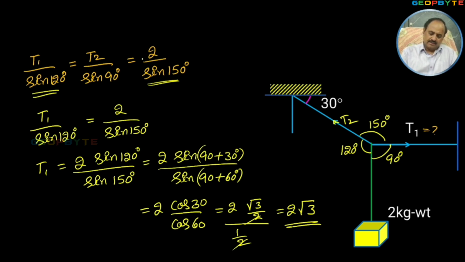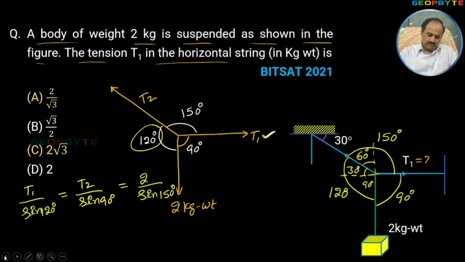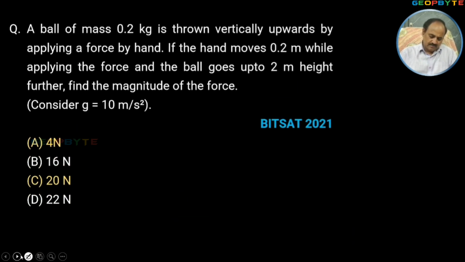Similarly, by equating the second one and third one, we can also decide the T2 if it is asked in the examination. Anyhow, T1 equals 2 root 3. Option C is absolutely correct. Understood clearly? Yes. Then let us take another important problem.